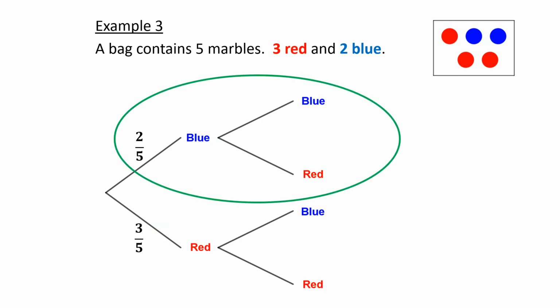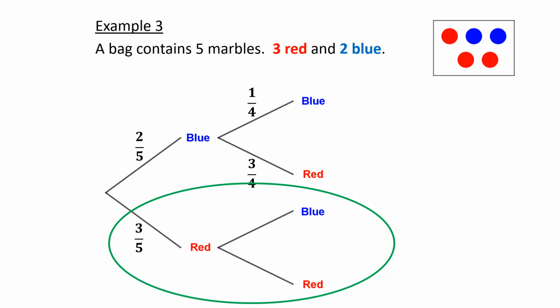Now let's look at the scenario where the first marble was blue. Look up in the top right corner at our bag. If the first marble coming out is blue, one of the blues is gone. So now we only have 4 marbles left in the bag, and out of the 4 marbles, one of them is blue, so 1/4 goes on this branch, and 3/4, because 3 of them are red, goes on this branch.